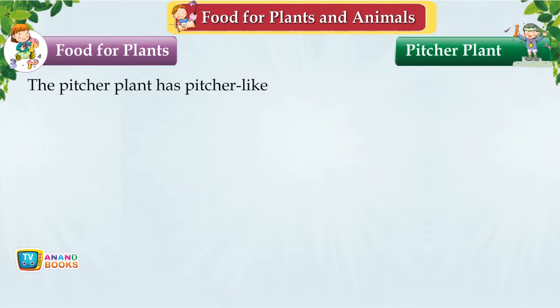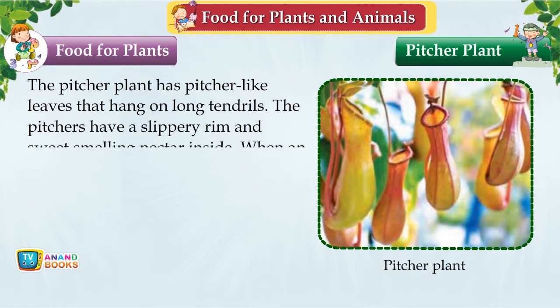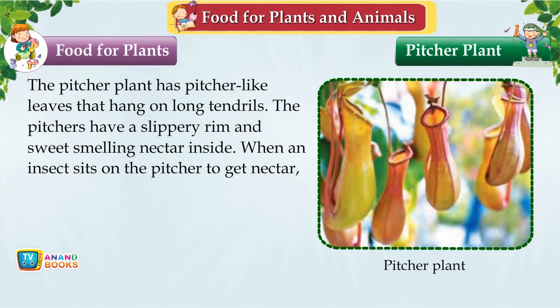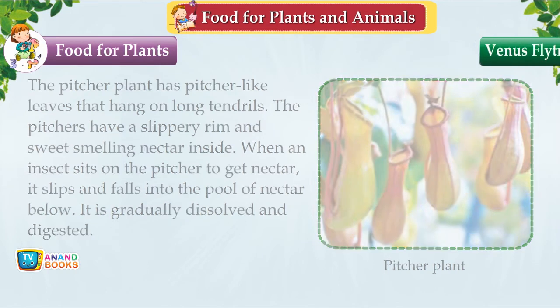Pitcher plant. The pitcher plant has pitcher-like leaves that hang on long tendrils. The pitchers have a slippery rim and sweet-smelling nectar inside. When an insect sits on the pitcher to get nectar, it slips and falls into the pool of liquid below. It is gradually dissolved and digested.